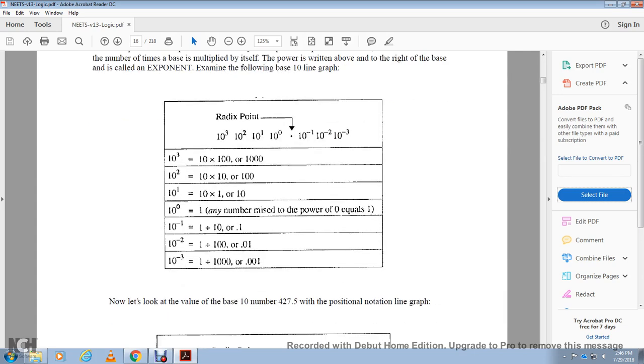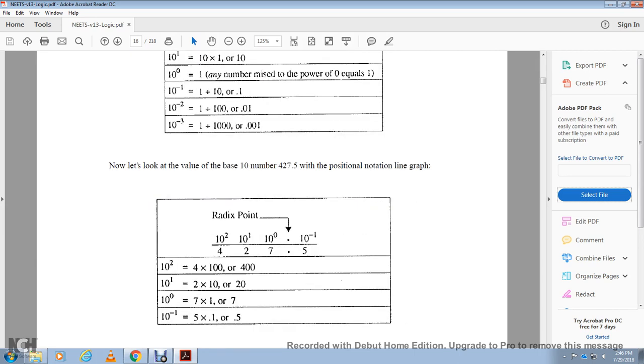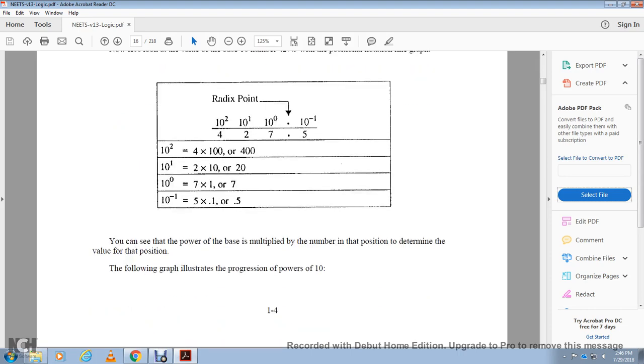Now let's look at the value with the base number 10, 427.5, on the positional notation line graph. The 4 is in 10 to the second, the 2 is in 10 to the first, the 7 is in 10 to the 0th, and the 0.5 is in 10 to the negative first, so you'd have 400, 20, 7, and 0.5. You can see the power base is multiplied by the number in the position to determine the value for that position.